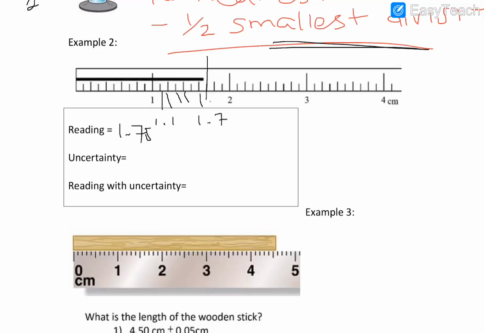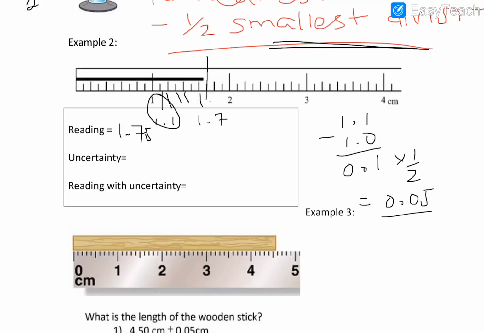The uncertainty: the smallest division here, what I can measure, is 1.1 minus 1, which gives me 0.1. Half the smallest division of this will give me 0.05, so 0.05, reading with uncertainty. 2 dp here, 2 dp here as well.